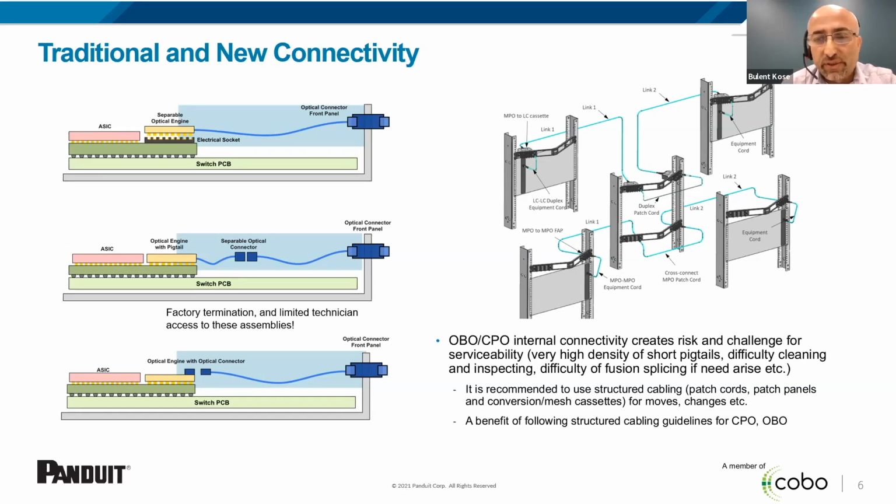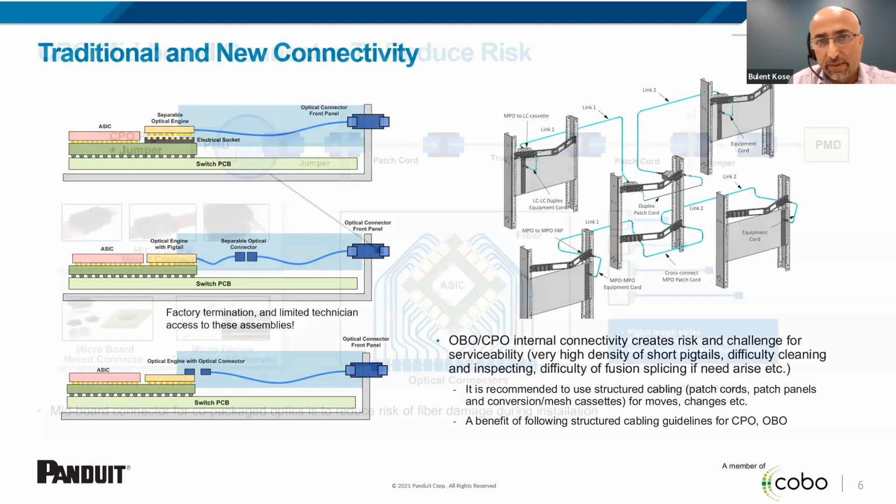That's why it's recommended to use structured cabling like patch cords, patch panels, and mesh-type conversion cassettes for converting between 16 and 12 fiber structured cabling connectivity. And of course, depending on the FR4 or DR4 application, you would have a different number of fibers going into the module. So you need to adjust the number of fibers, maybe with some breakout scenarios. So it would be better to do this using structured cabling best practices, as I said, patch panels and things like this. In the next slide, I'm going to talk about this mid-plane connector, the second option in the middle, and why that could be a good idea.